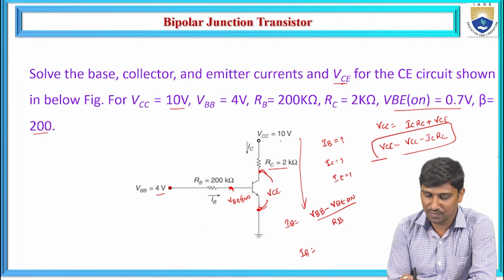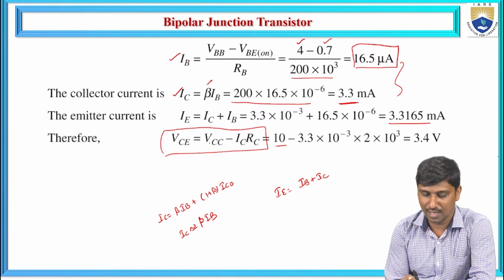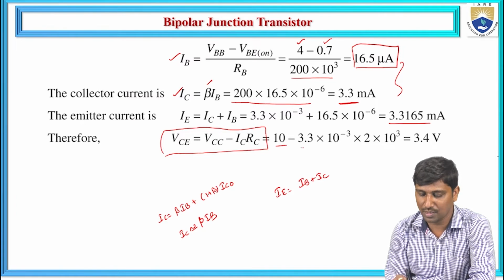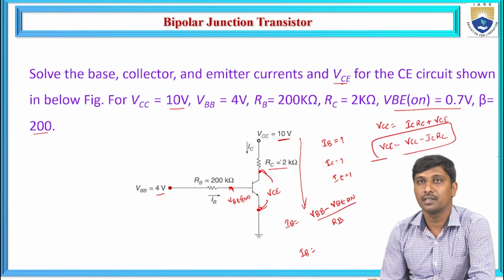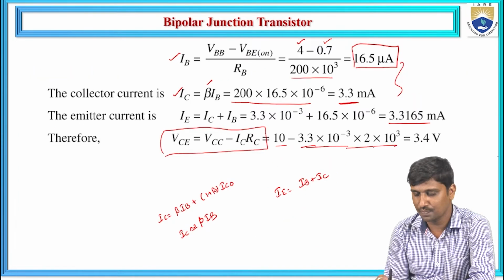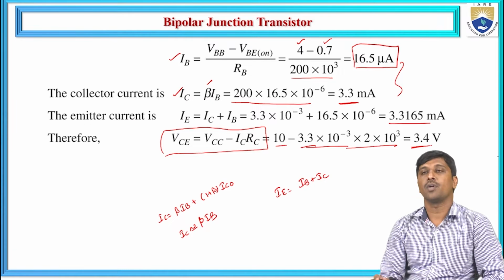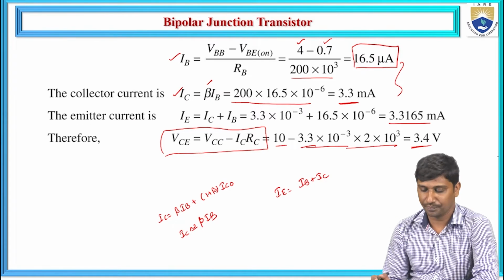In the given problem, VCC is 10 volts, hence 10 minus the IC value we observed, 3.3 milliamperes, and in the problem again, the RC value is 2 kilo ohms. So substitute these values, then VCE is 3.4 volts.